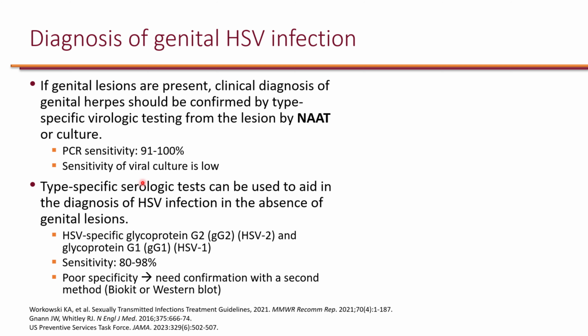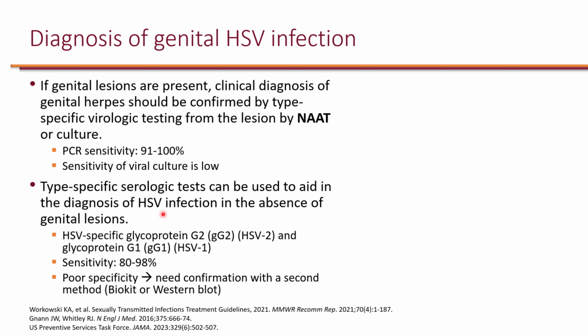And then there is a type-specific serologic test. Serology is essentially from the blood, whereas that nucleic acid amplification test was done on the specimen directly from the lesion, which means if there is no lesion, you can't really do this test because you need to have a specimen. Whereas serology can be done at any time, whether there is a lesion or not. So essentially, you want to see if someone has latent HSV.